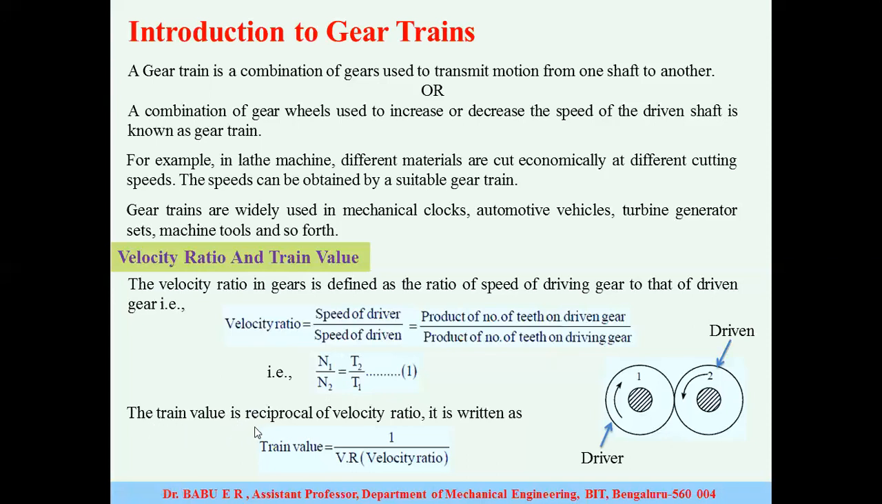Similarly, the train value is the reciprocal of velocity ratio. You just reciprocate, so we get the train value. It is written as train value equals 1 by velocity ratio. This formula is very important to solve the problems.